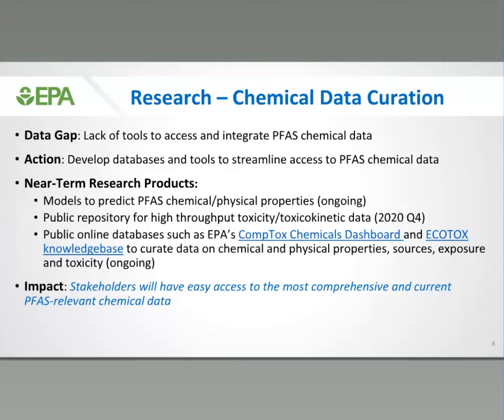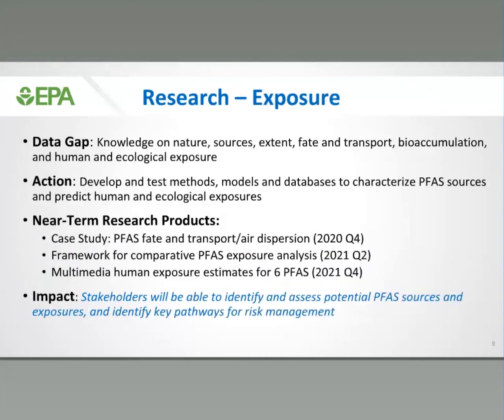We have a public online database, EPA CompTox Chemicals Dashboard, and the ecotoxicological database called ECOTOX, both of which are curating information about chemical physical properties, sources, exposures, and other things. All of these links can be found off of the EPA PFAS research webpage, which I have at the end of the presentation. And as best we can, we're trying to make the information organized and available and useful to a variety of partners to help us all make better use of the information that we're generating.